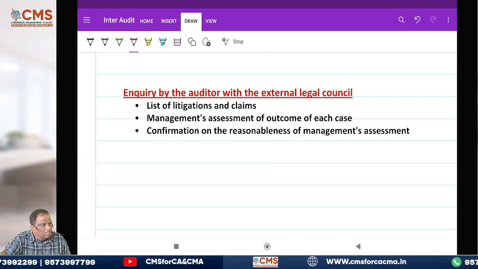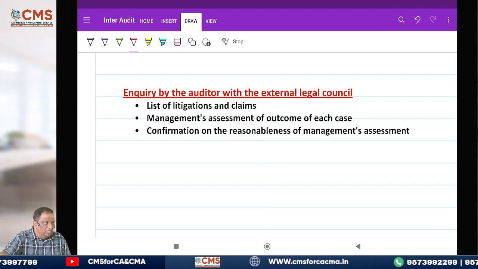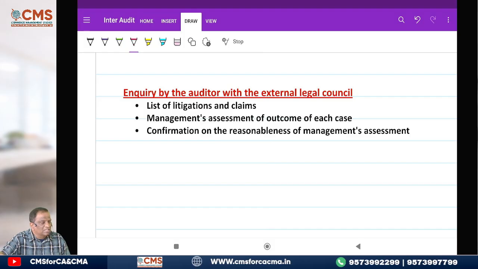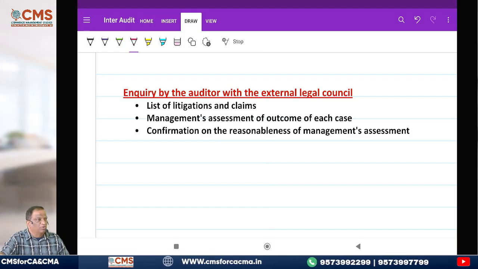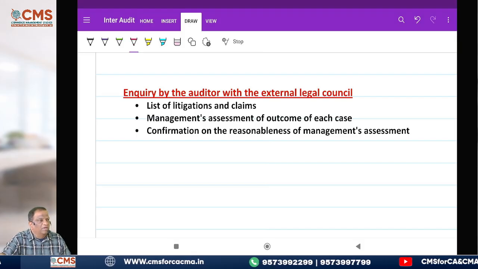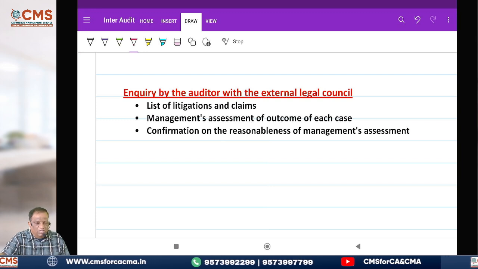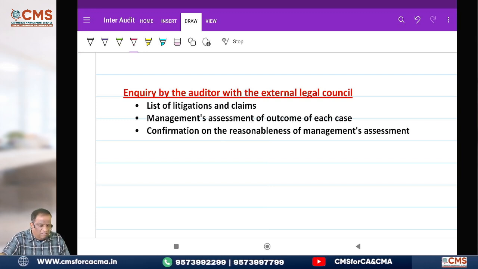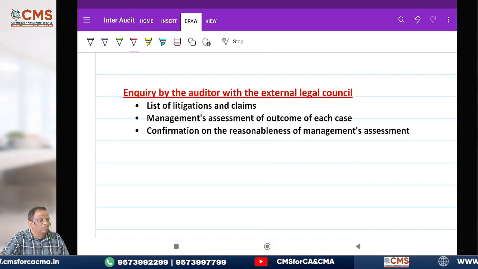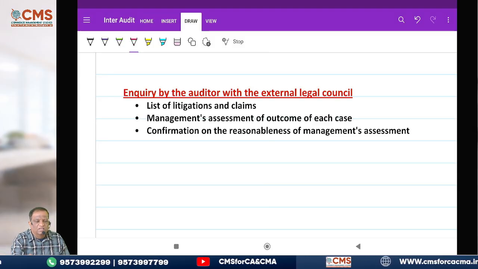What are all the litigations the company is facing, and what is the management's expectation of the outcome? If the management feels they are going to win the case, it is all right. If the management feels there are chances of losing the case, then have you made a provision for the ones in which you are not confident? And the third one, whenever the management is giving their assessment, confirmation on the reasonableness of the management's assessment. That is, you are asking the lawyer, the advocate: management feels they will win it, but do you agree with the management? Do you really feel that the management is correct in their guess? So these are the three things that I will be discussing with the external counsel.